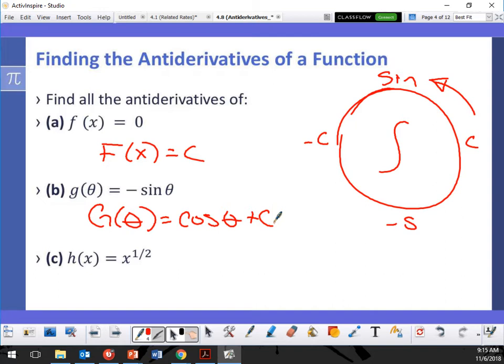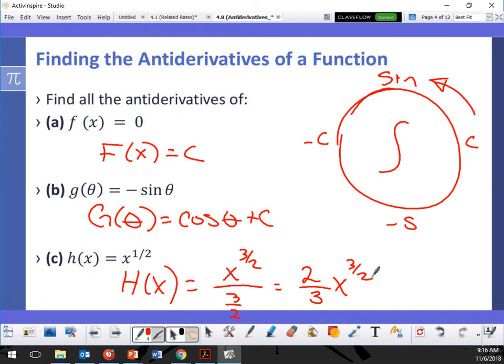So if I'm adding 1, h of x is equal to x to the 3 halves over 3 halves. I don't like dividing fractions. I always multiply by the reciprocal, so I'm going to flip that over. So it's 2/3 x to the 3 halves plus C.